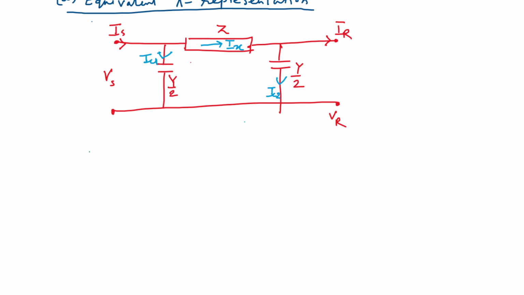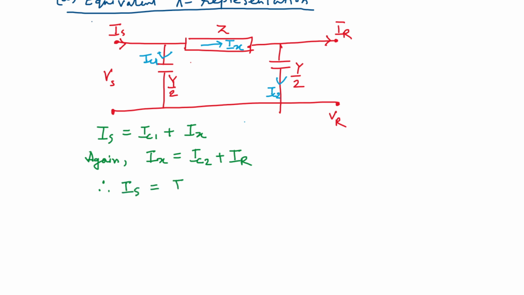First we can write that sending end current Is is equal to IC1 plus Ix. Again, Ix is equal to IC2 plus IR. So from there we can write Is is equal to IC1 plus IC2 plus IR.